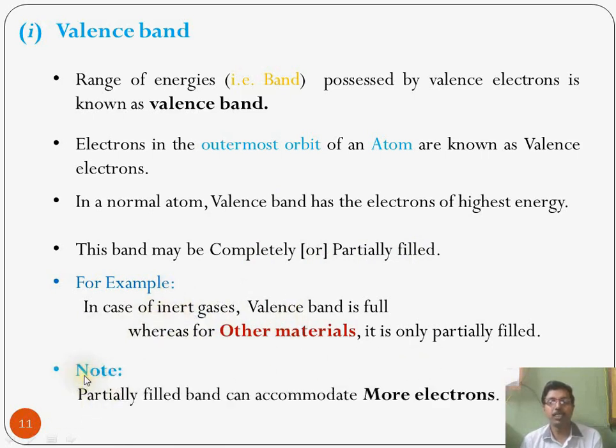Here we have to note one thing. If the band is partially filled, it can accommodate more electrons. If it is completely filled, it can't accommodate any more electrons. Since it is partially filled, it can accommodate more electrons.